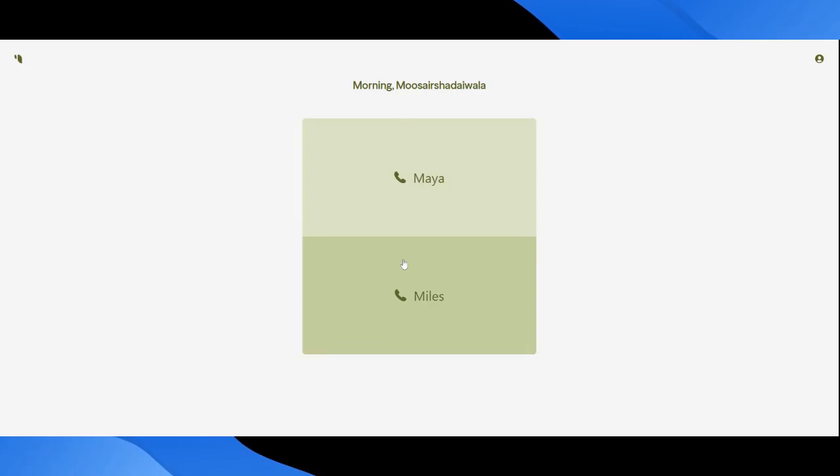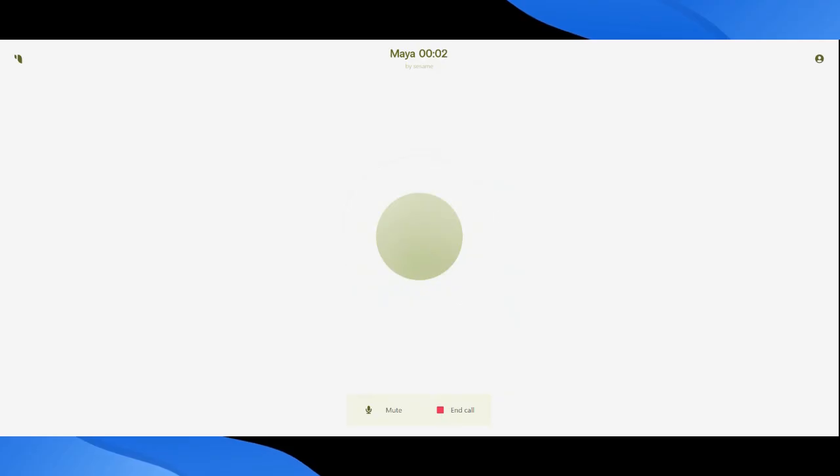Full layout. We choose Maya and let's ask our question. Hey there. What's up? Hi Maya, how are you? I'm doing well, thanks. You've been pretty quiet lately. What's going on with you? Okay. So can you answer my question? Sorry, what was the question? I think I got a little ahead of myself there.